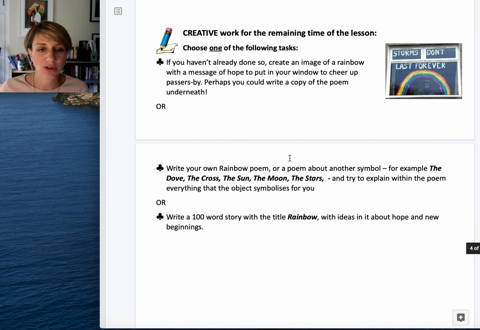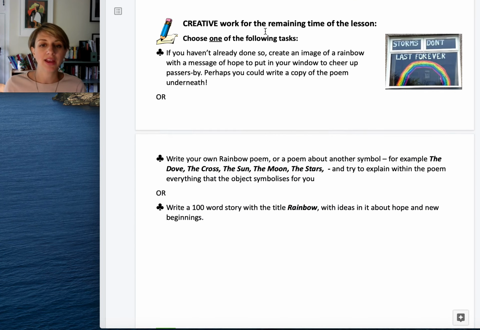Okay, so time to look at the clock when you get down to here. Work out how long you've got left and choose one of the following tasks. So you only need to do one, but whichever appeals to you most. So if you haven't done so already, create an image of a rainbow with a message of hope to put up in your window to cheer up passers-by. Perhaps you could write a copy of the poem underneath if you want to.